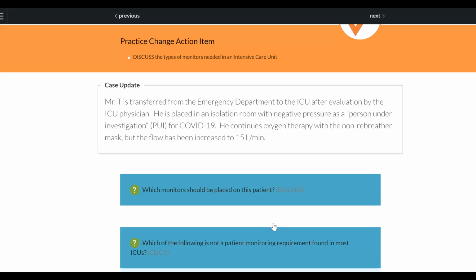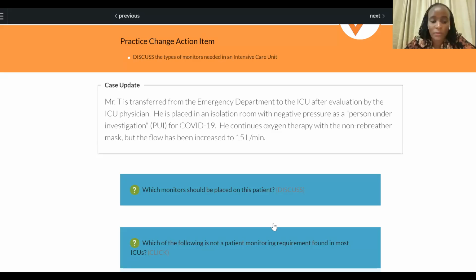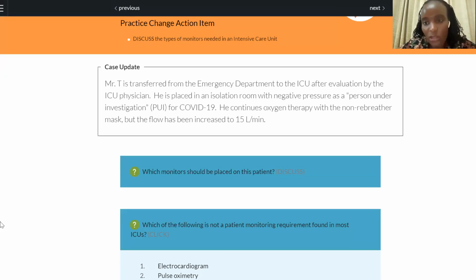Okay. So the next part is, thank you, Eunice, for that discussion. Discuss the types of monitors needed in an ICU. So Mr. T is transferred from the emergency department to the ICU after evaluation by the ICU physician. He's placed in an isolation room with negative pressure as a person under investigation for COVID-19. He continues oxygen therapy with a non-rebreather mask, but the flow has been increased to 15 liters per minute. Which monitors should be placed on this patient?